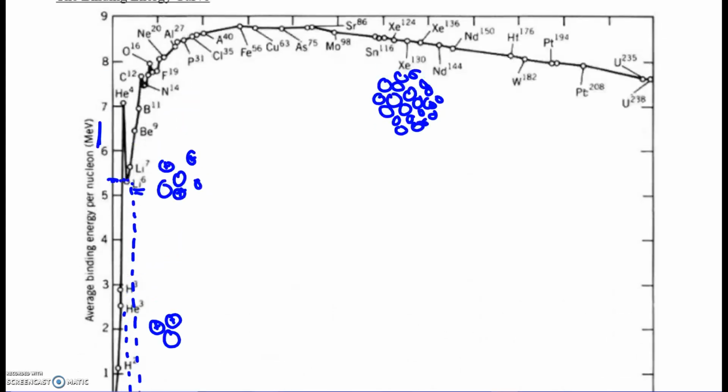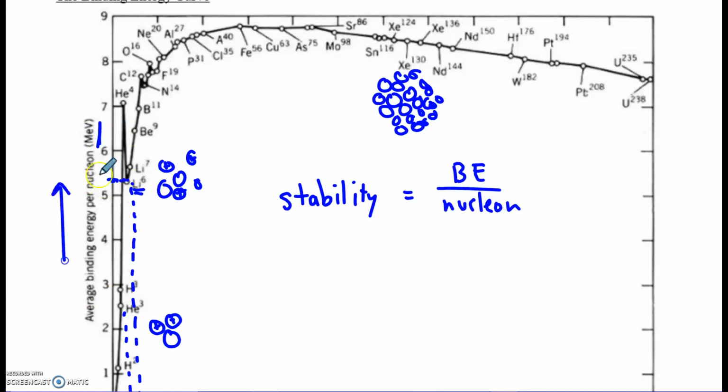What I want you to do is put a box around the most stable nucleus that you see. And remember, stability is measured using binding energy per nucleon. It's measured with the y-axis of this graph. The higher up you go, the more stable the nucleus. And lower down is less stable.